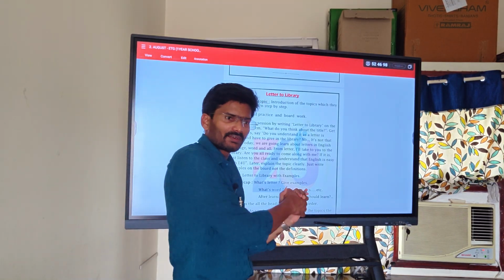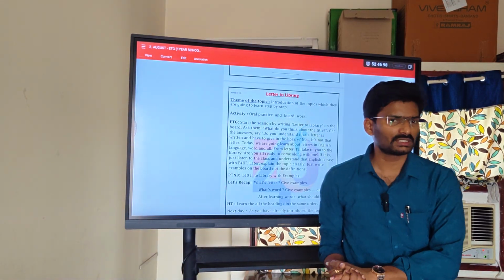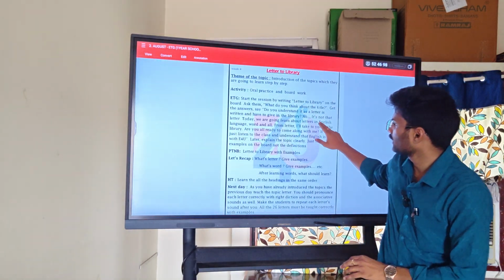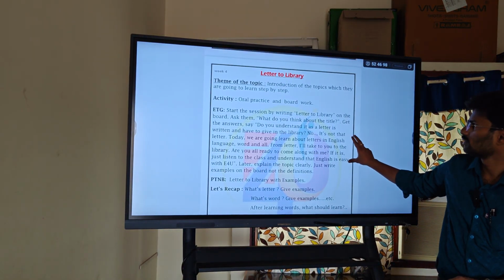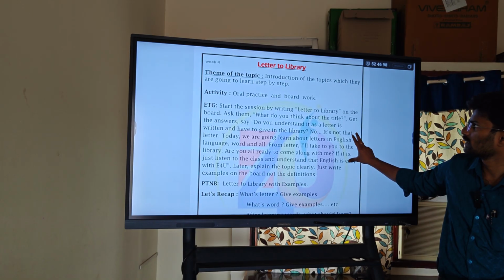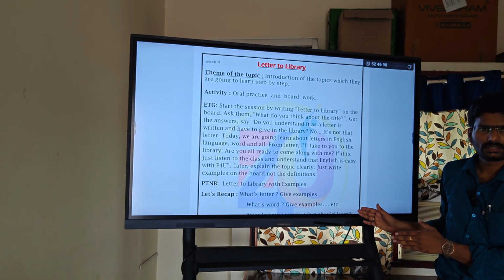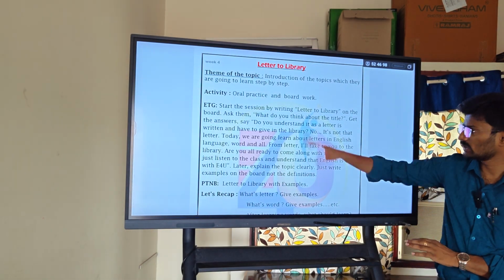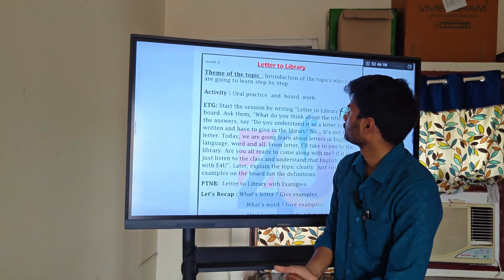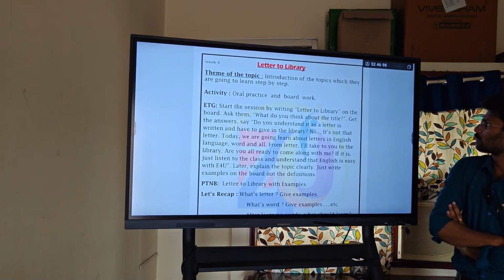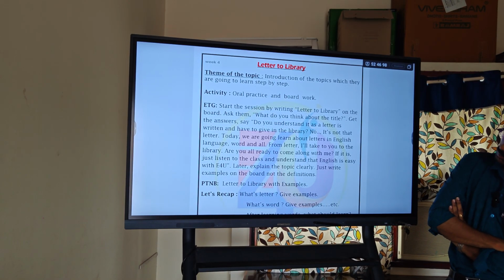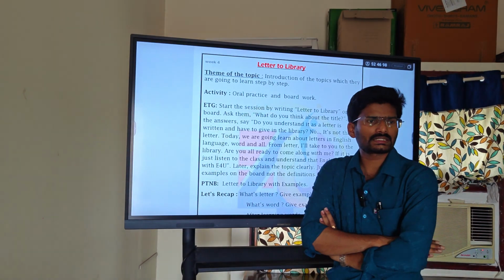Letter to library, I already said in another video, right? You will see it there actually. Anyhow, this is important. Maybe I taught it as a topic, but not as an ETG, right? What is the theme of the topic? Letter to library. It is an introduction of the topics which they are going to learn step by step.